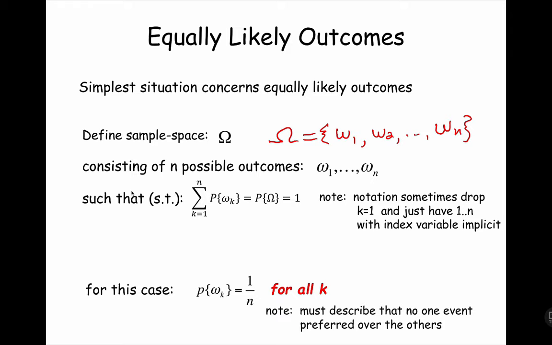So you have each of these n possible outcomes, and they're what's called collectively exhaustive, meaning that all of these little omegas comprise our entire universe of all possibilities. So if you added the individual probabilities of each of these events, that would be the probability of our sample space omega, which is 1. This note is just a sidebar that sometimes, nomenclature-wise, you might just write the sum of the probability of omega k equal to 1. Sometimes they drop the index on the summation.